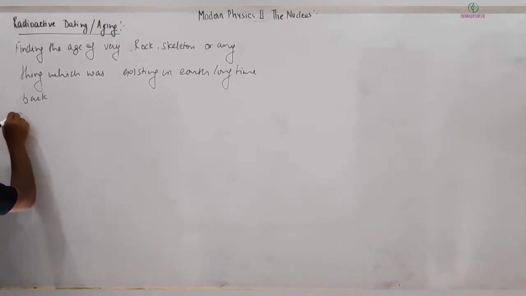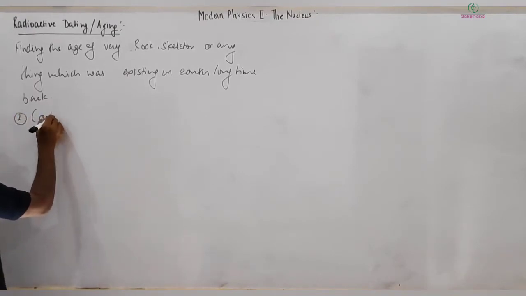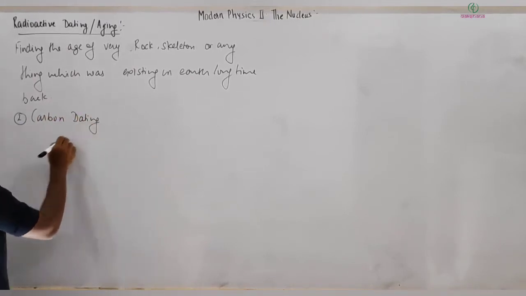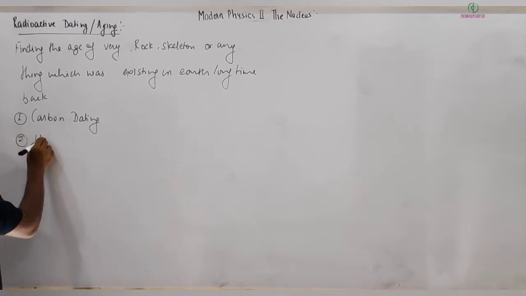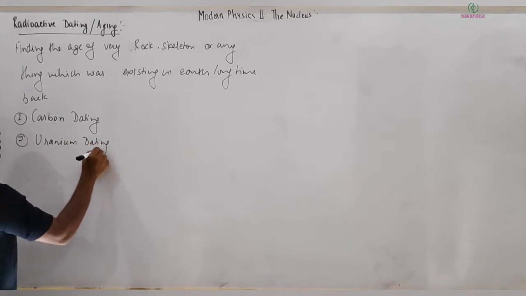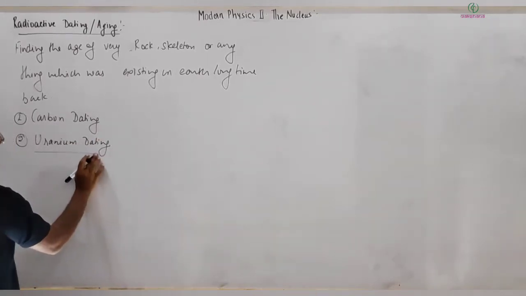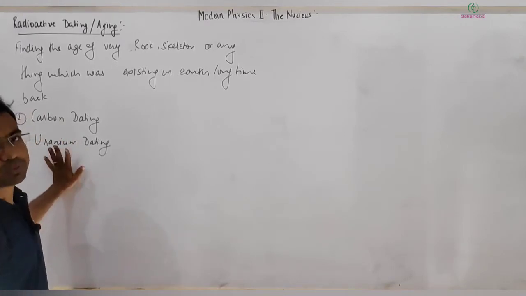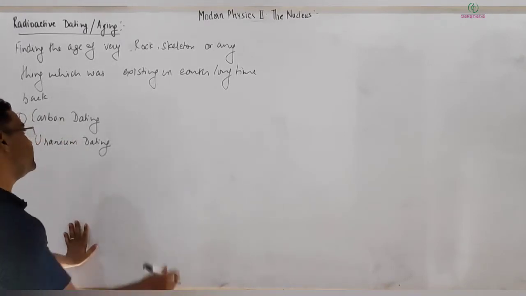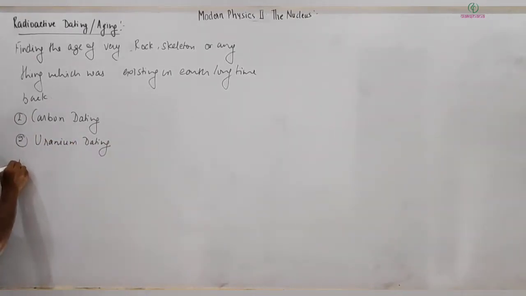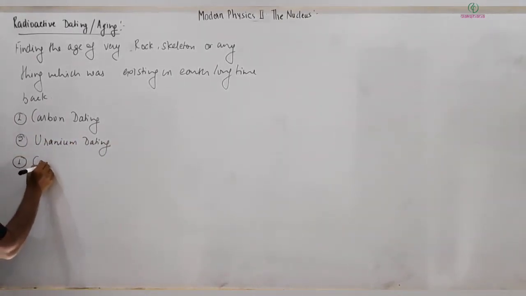One is called carbon dating. Another is uranium dating. Now we will see what the difference between these two is, how we can use them, and when we should use which one. That will also be clear. Let me first talk about the first one, that is carbon dating.